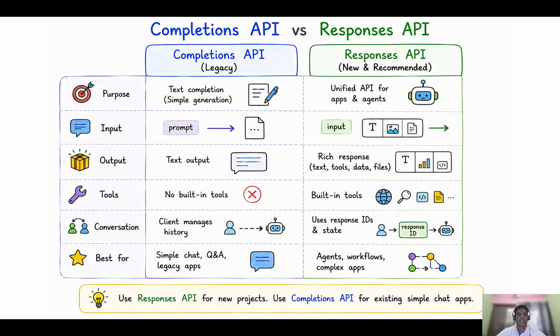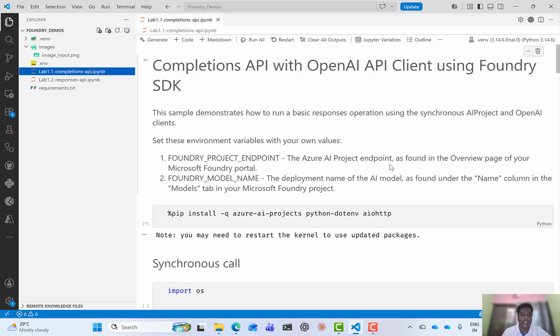So primarily we use the completions API for simple chat or Q&A based applications. But if you are looking for agents or creating multimodal workflows or multi-agent workflows or some complex multi-modal generative AI applications, then it is recommended to use the responses API. Now let's see some examples for the completions API and responses API.